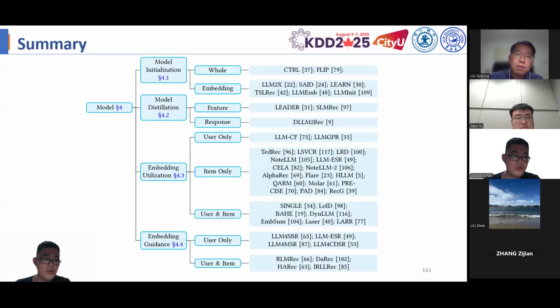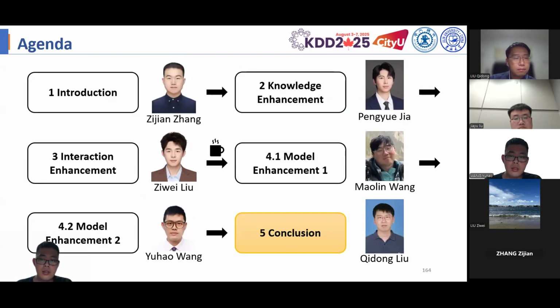Okay, and to sum up, in this part of the model enhancement, we categorize this line into the model initialization, model distillation, embedding utilization, and embedding guidance, as shown in the tree figure here. The first two categories involve applying the LLM to the entire RS model, while the embedding utilization and guidance only impose the LLM on the embedding layer. And next, Qidong will conclude this tutorial.